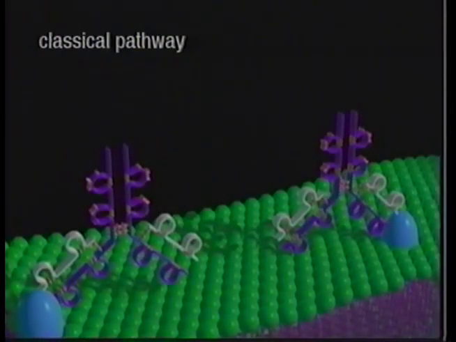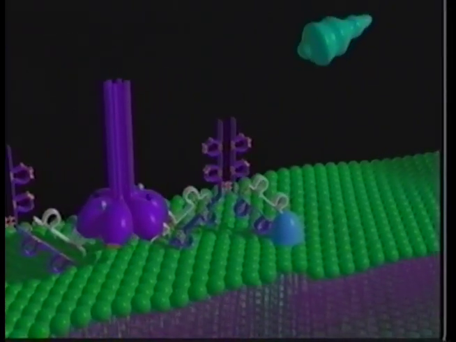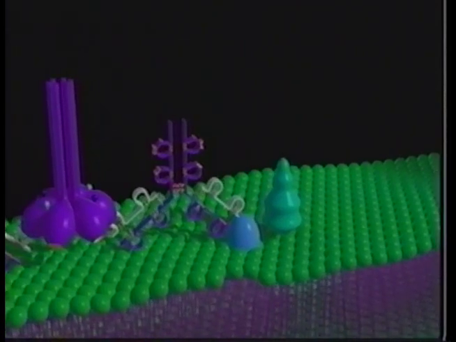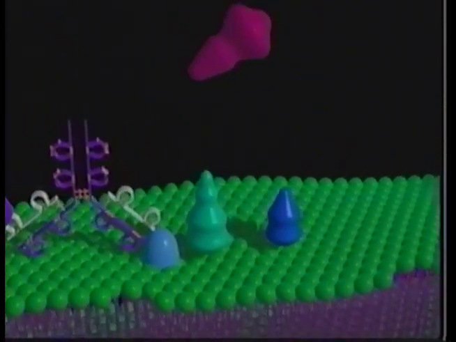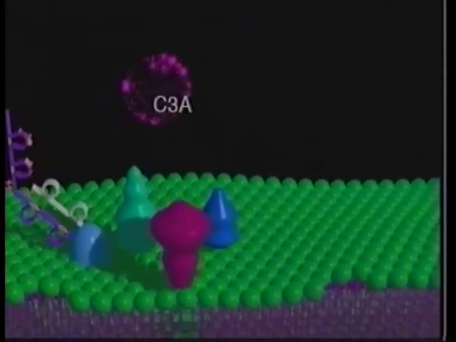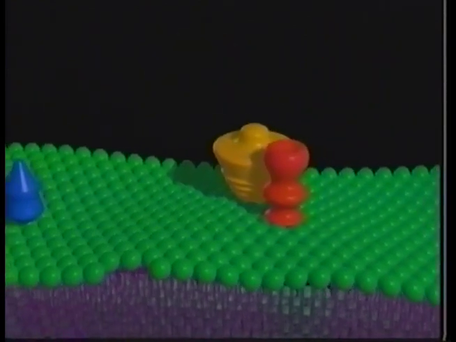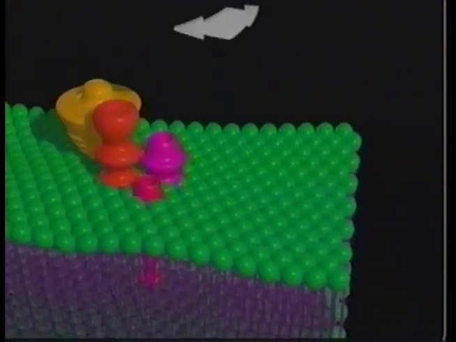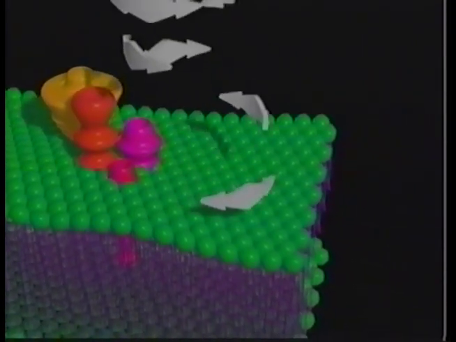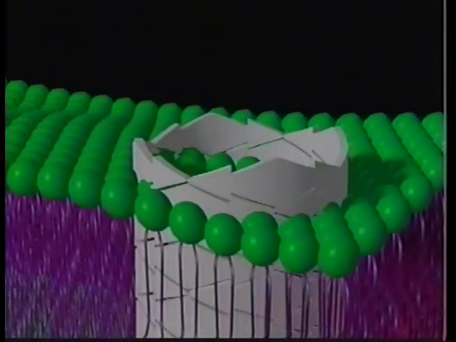Let's take a look at the classical pathway. It begins when C1 complement proteins bind to antibodies on the surface of the invading cell. C1 then splits, exposing binding sites for other complement proteins that interact in a complex cascade that releases chemicals that promote inflammation. Several of the complement proteins ultimately interact to form a channel or hole in the target cell's membrane. This channel is called the membrane attack complex. These pores ultimately cause the rupture of the target cell.